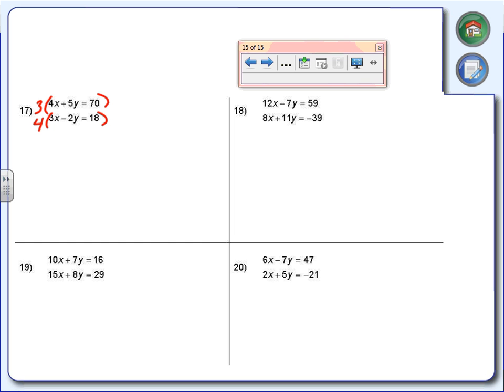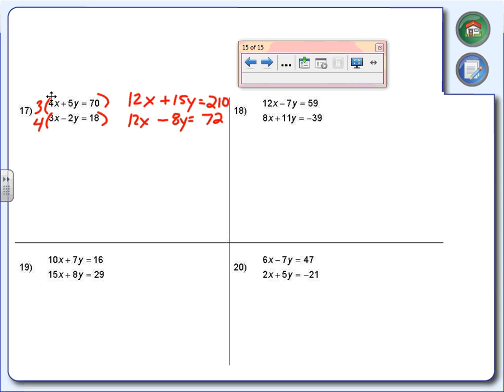We're going to take the first equation and multiply it by 3. So here we go. 3 times 4x is 12x. 3 times 5y is 15y. And 3 times 70 is 210. Let's take the bottom equation and multiply it by 4. So 4 times 3x is 12x. 4 times a negative 2y is a negative 8y. And 4 times 18. What's 4 times 18? 72.